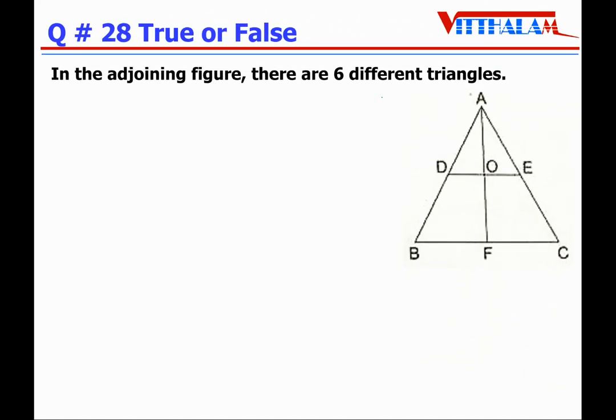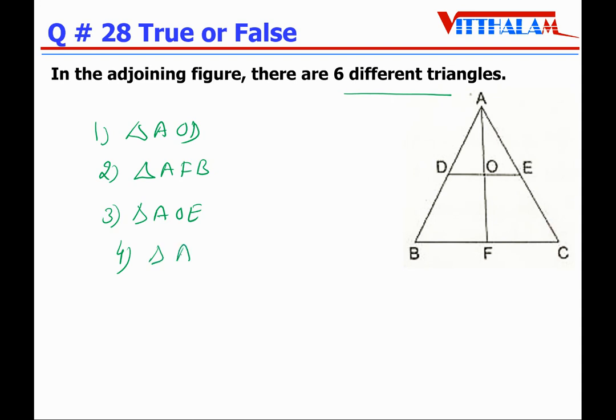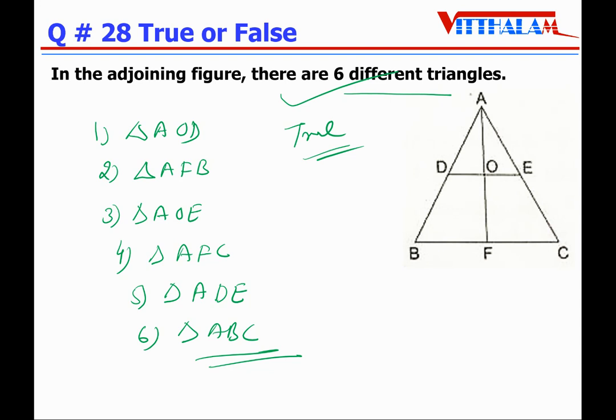In the adjoining figure, there are 6 different triangles. So let's see the 6 different triangles. First, triangle AOD. Second, triangle AFB. Third, AOE. Fourth, AFC. Fifth, triangle ADE. Sixth, triangle ABC. So yes, that's 6 different triangles. So true. Next.